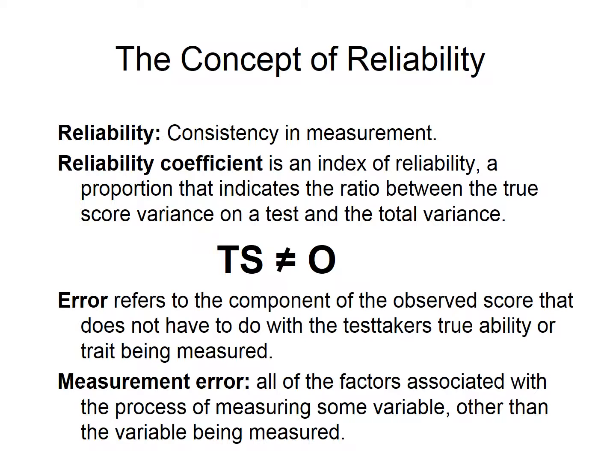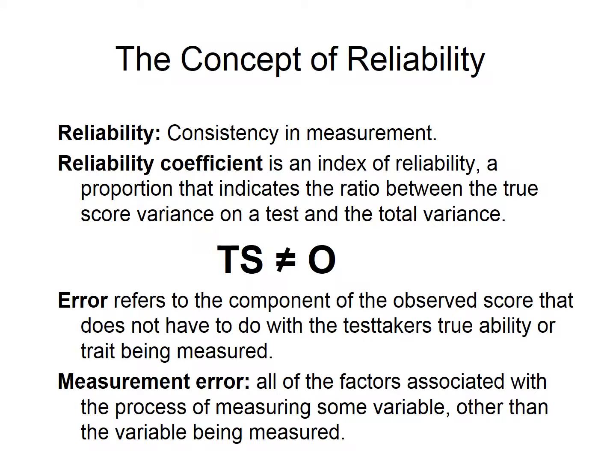So again, reliability is just the consistency in measurement. Sorry for that. My chair is squeaking. I'm not sure if you're picking that up or not. But it's consistency in measurement. So again, reliability is our first step in trying to determine how well a measure is working, especially if we're actually getting at what we think we're getting at, which is, in this case, a stable construct.